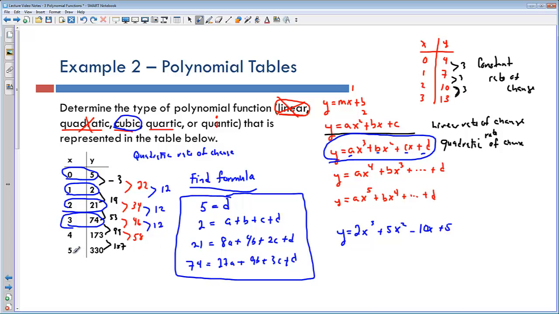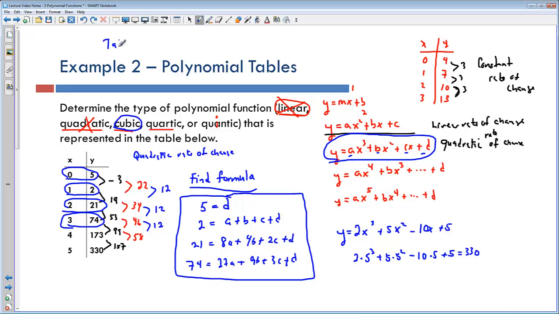So if you plug in the number 5 here, if you do 2 times 5 cubed, you can do this on your calculator if you want, plus 5 times 5 squared minus 10 times 5, and then plus a 5, your calculator will tell you it's 330. Which is kind of nice. If you know the table's cubic, you can actually find the formula. And that's really one of the goals in this class, right?